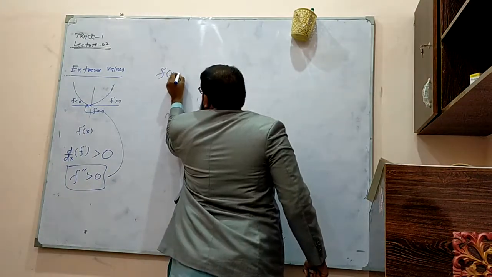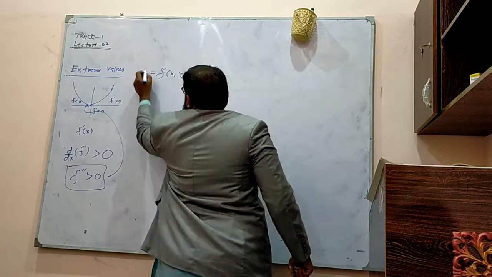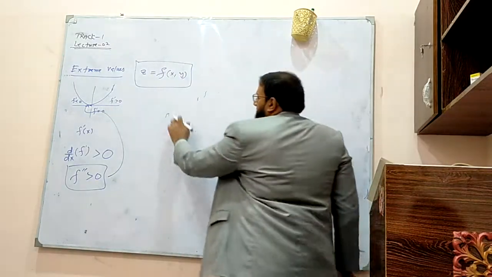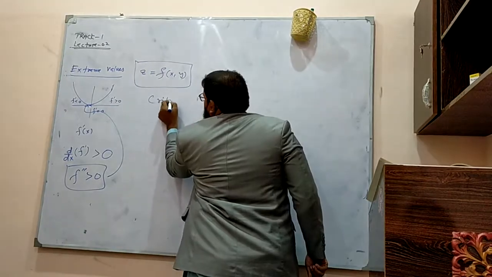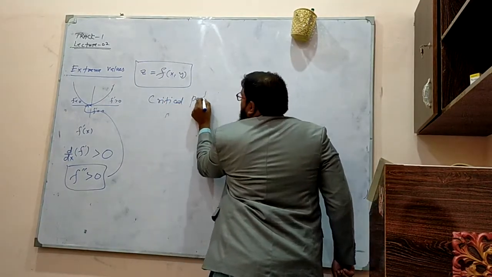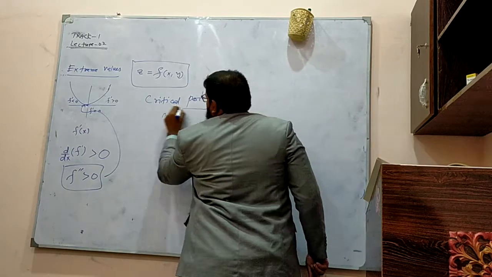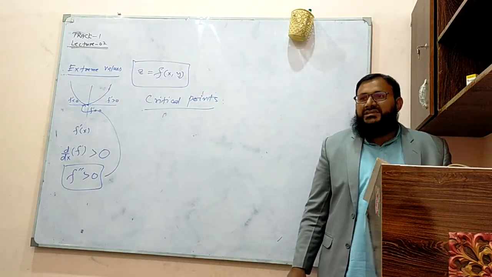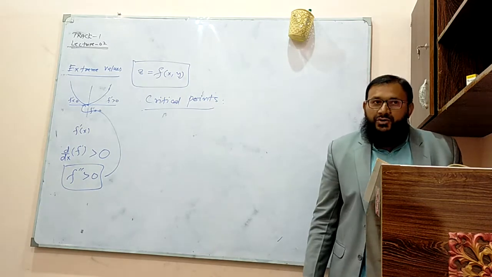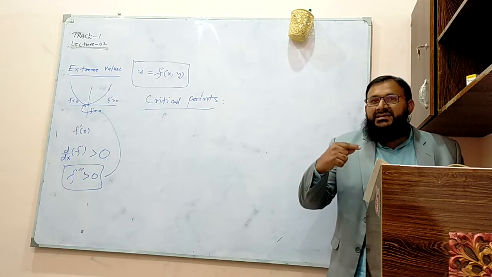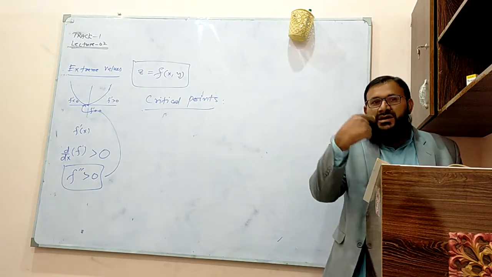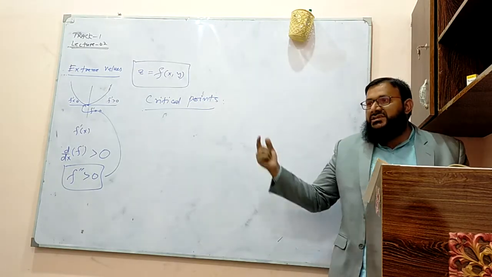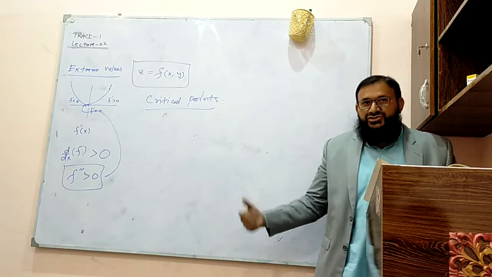We have this function and we want its critical points first. To find those critical points, what are critical points? Critical points are the candidates for your maximum or minimum or saddle point. It means critical points will be either maximum or minimum or saddle or inflection. So these are called the candidates.